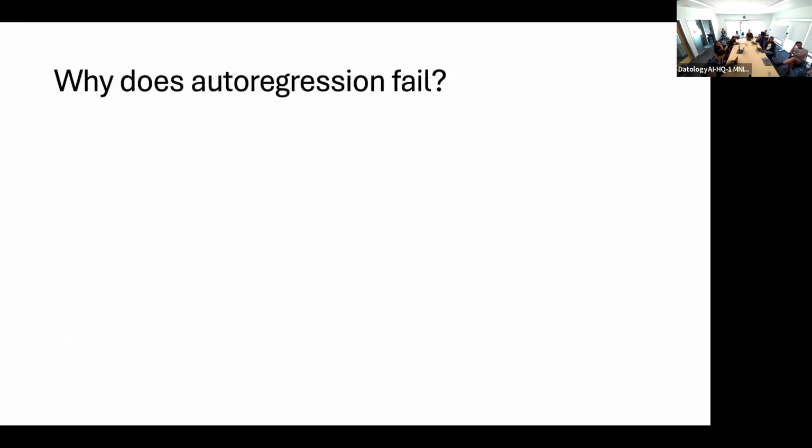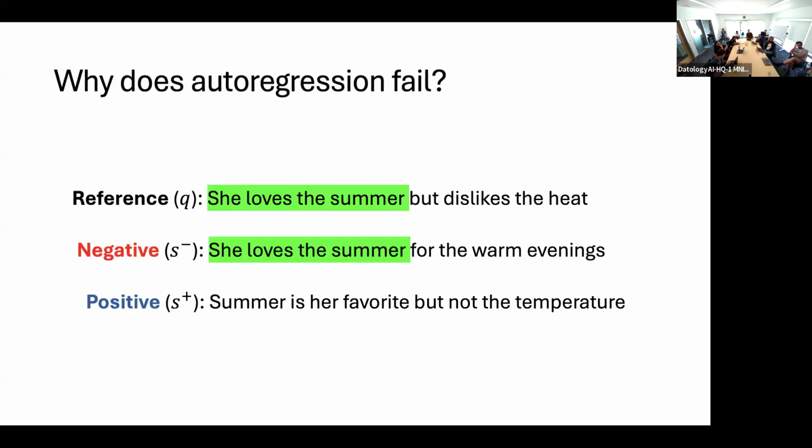And so, first of all, why does autoregression fail? Well, we can look at some textual examples, like this one. Here we have a query Q. We have a negative S minus, which, if you read it, is not the same as the reference. She loves the summer for the warm evenings. She loves the summer but dislikes the heat. She doesn't like the heat. She likes the heat. These are different. And then you have the positive S plus, which is a rephrase of the reference, where it's semantically the same, but by the literal tokens a little bit different.